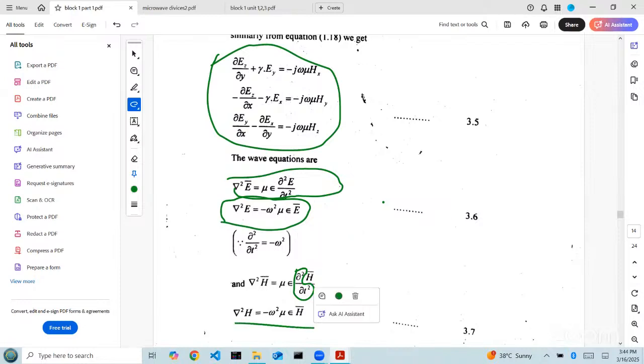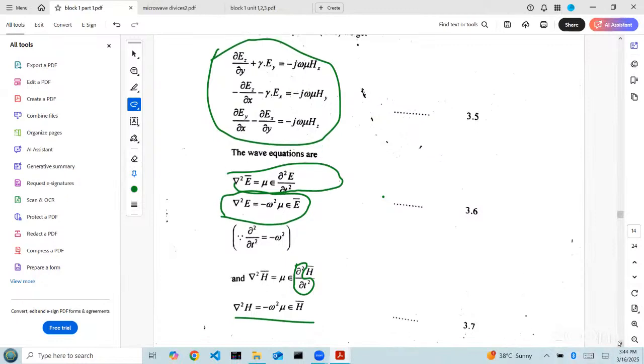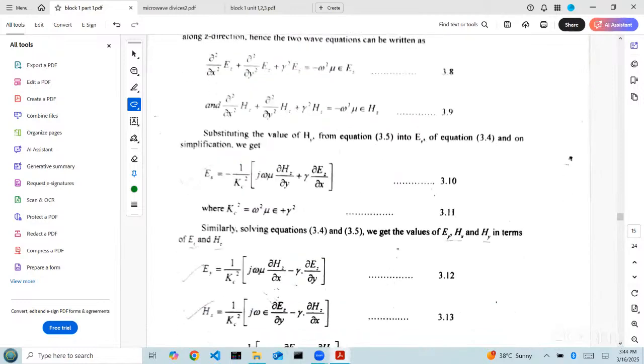Next we are writing the two wave equations, again in the propagation of waves. What are the two wave equations we have? See, the previous del square is in equation 3.6. The LHS part of 3.6 I am writing in terms of dou square by dou x square. Del square E is replaced with the x component, y component, z component.